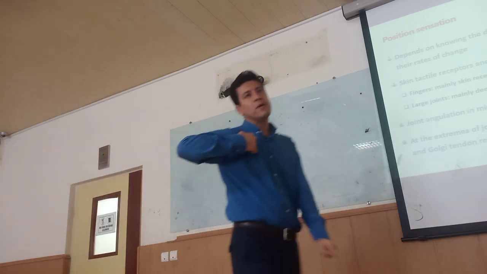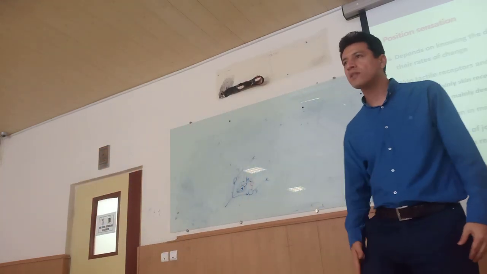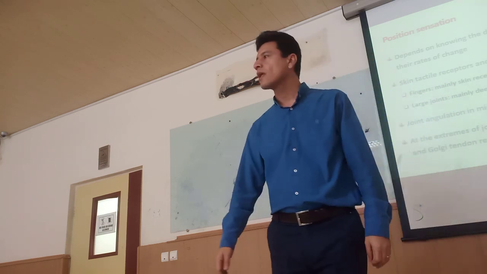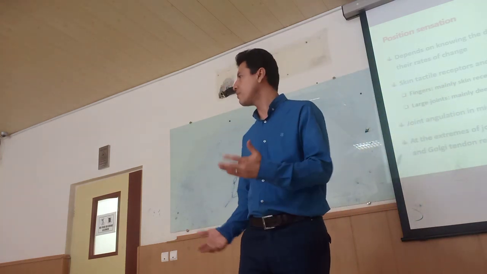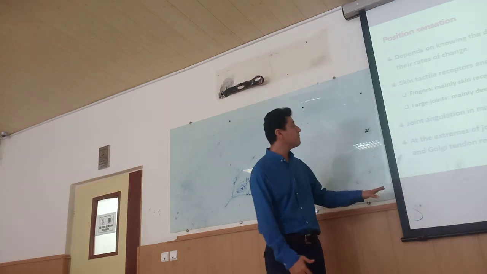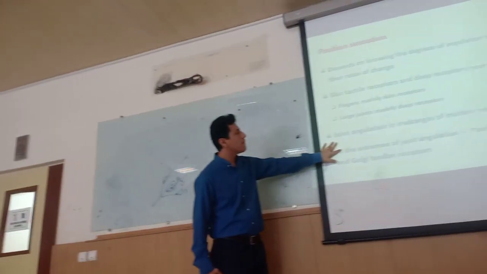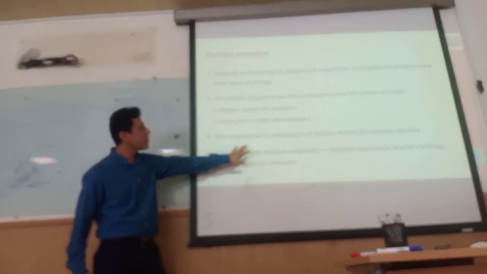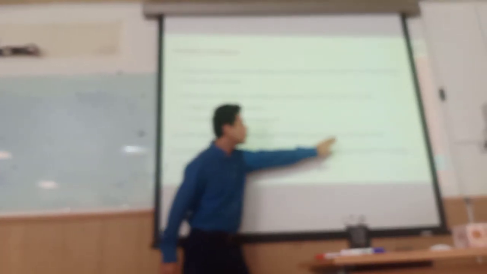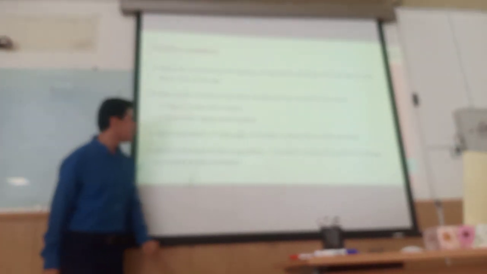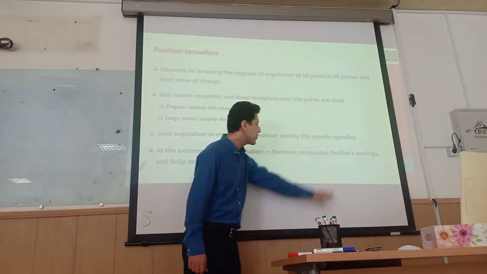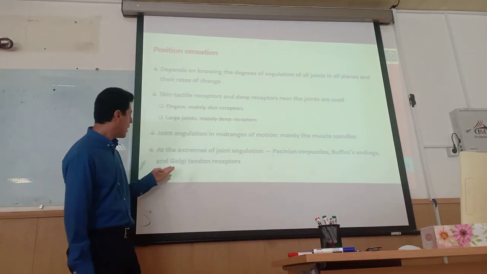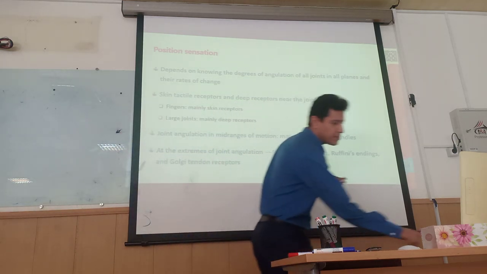But with movement of the elbow and movement of the knee, usually receptors in the muscles and in joints are important. Okay? So, in the mid-range of motion, usually muscle spindles are more important. At the extremes of joint angulation, pacinian corpuscles, Ruffini endings, and Golgi tendon organs are important.